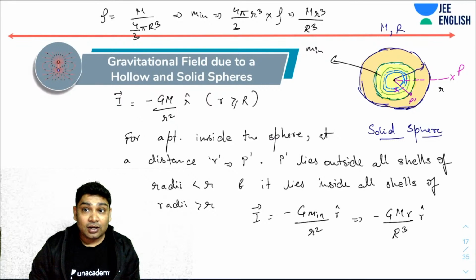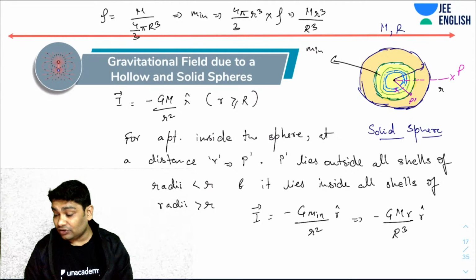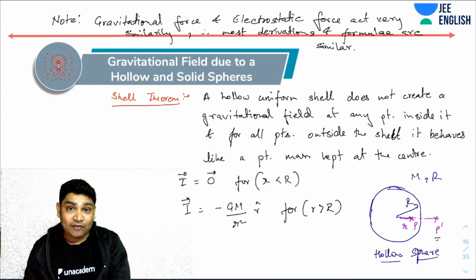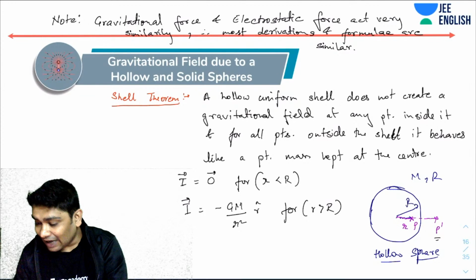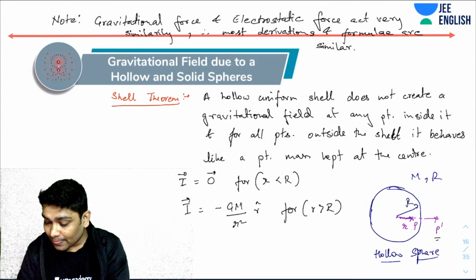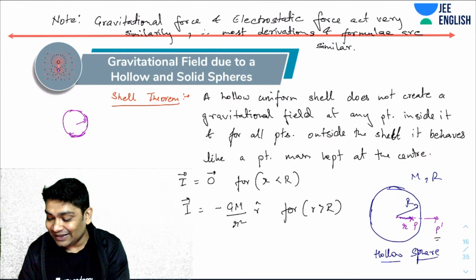Now I can even draw graphs, and please remember these graphs are important. JEE has asked a lot of questions on these graphs. So if I wanted to draw a graph of gravitational field intensities for a hollow sphere, let's see how those graphs would have looked like. Okay, so imagine this is your hollow sphere, and this has a radius r.